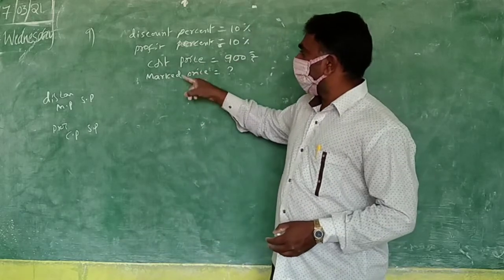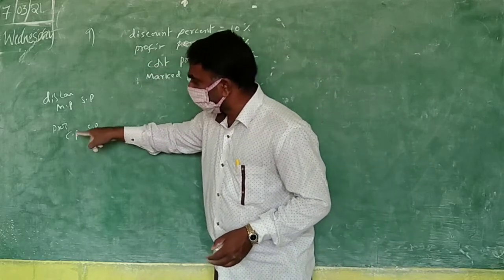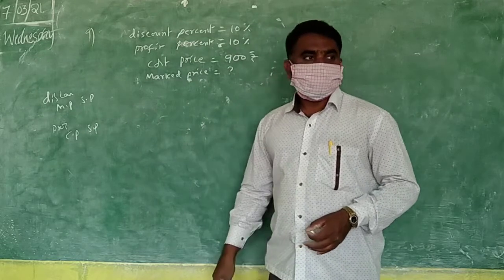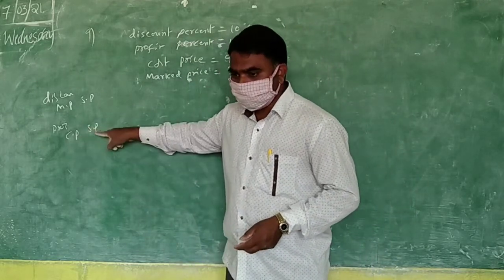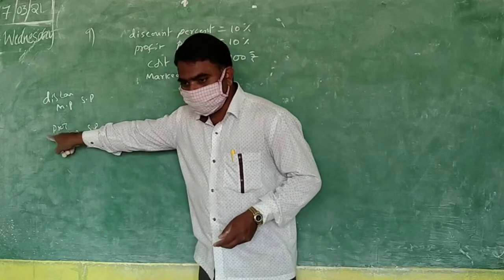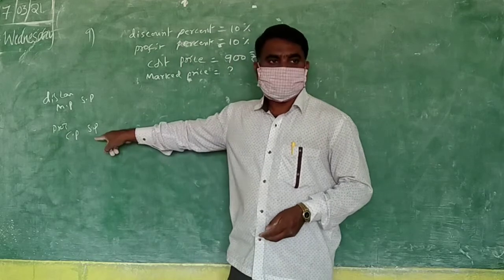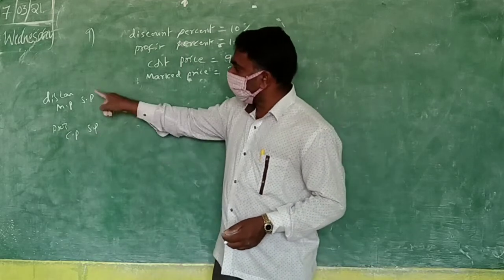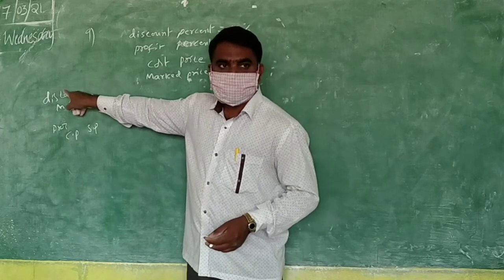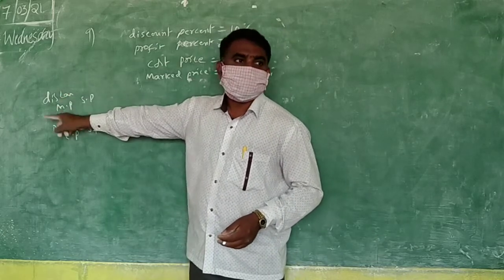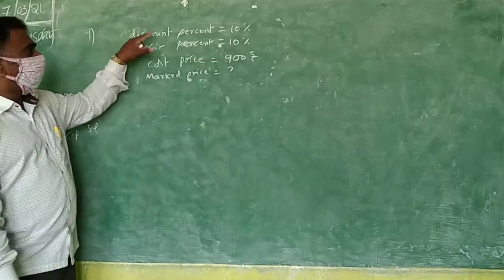You will use what you know: the cost price. Using cost price and the profit percentage, you can find the selling price. By using the profit percentage and CP we can find the SP. After finding SP, we will use the SP and discount to find the MP. So here, what is the method? What is given here? What do you know? What do you have to find?